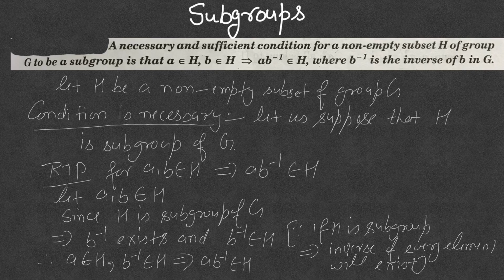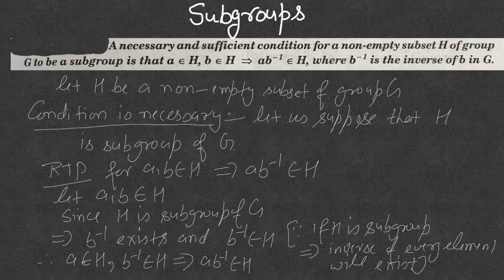So we have proved one condition where we supposed that H is a subgroup of G, and we have proved that for any A, B belonging to H, A composed with B inverse, the binary operation here may be usual multiplication, usual addition, or some other defined function, belongs to H.